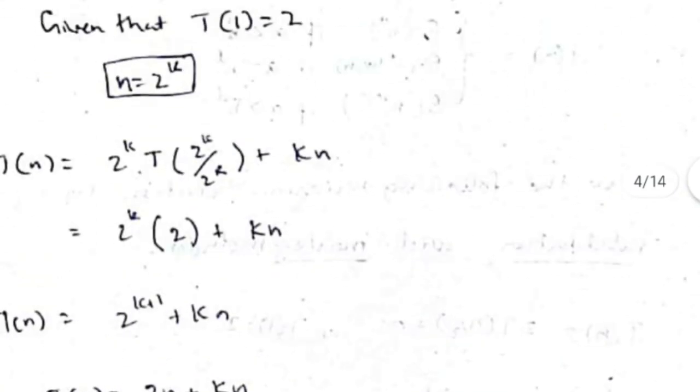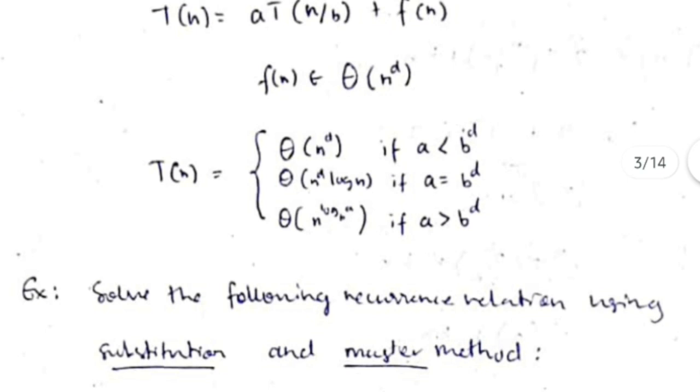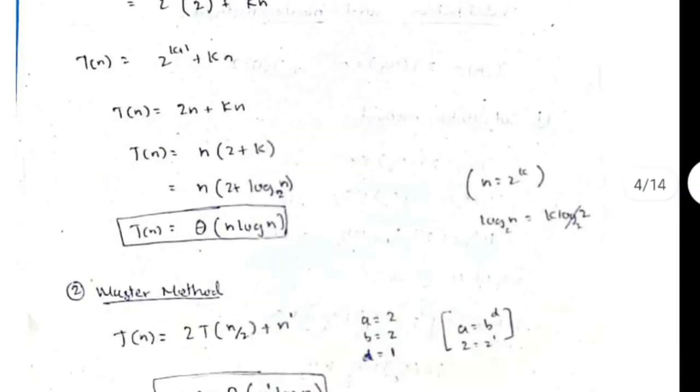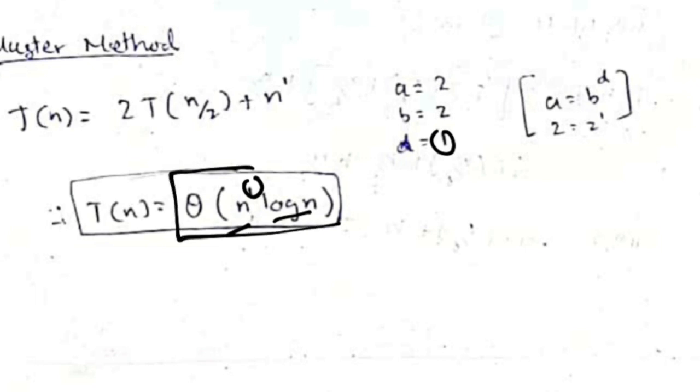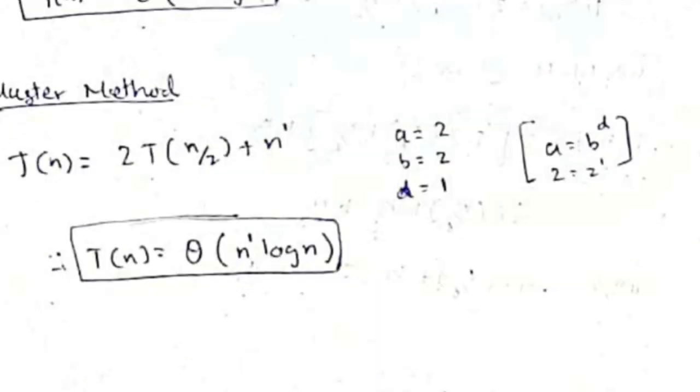So what's the case here? It's the second case, right? See, a is equal to b power d. At that time what should the answer be? n power d log n. Okay, remember, n power d log n. So we'll be writing here n power d log n. n power d means n power 1, and log n we'll be writing as it is. So it's the order of n log n. See, within one step we got the final answer. This is the same answer as the previous one. So we use master's method to find the answer quickly, by direct formula.